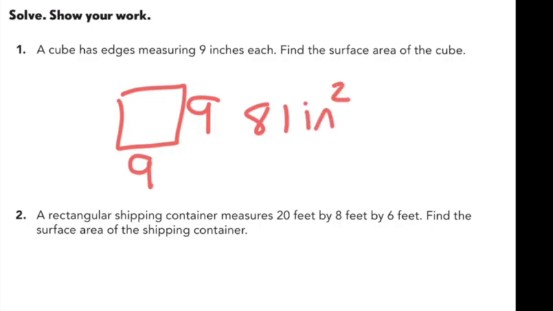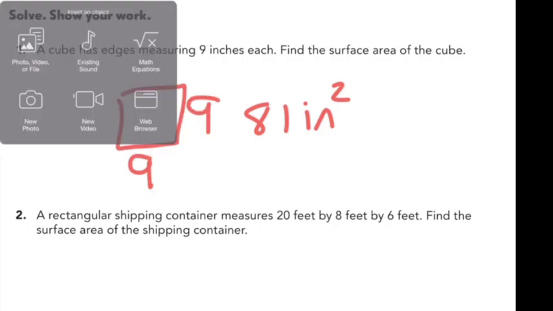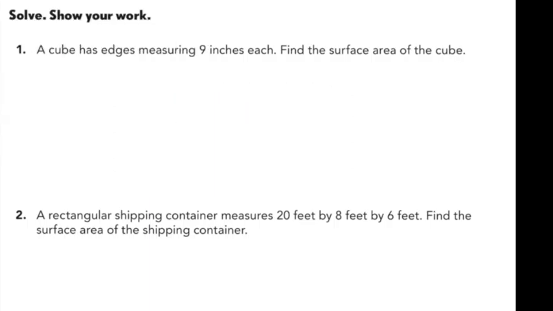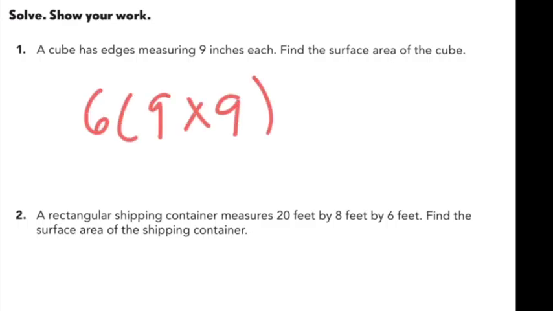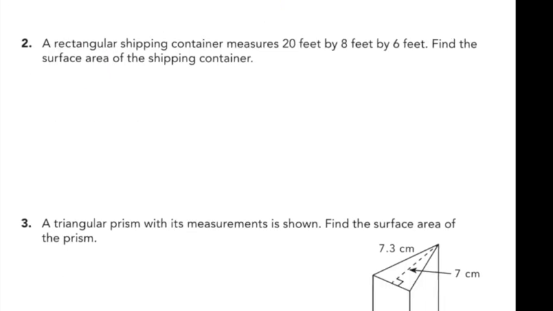The reason why we're multiplying by 6 is because there are 6 faces of a cube, and that will give you your answer. So when you solve this, the equation is going to be 6 times 9 times 9, and that will give you your answer. Let's go to a different one. Let's go to number 3.